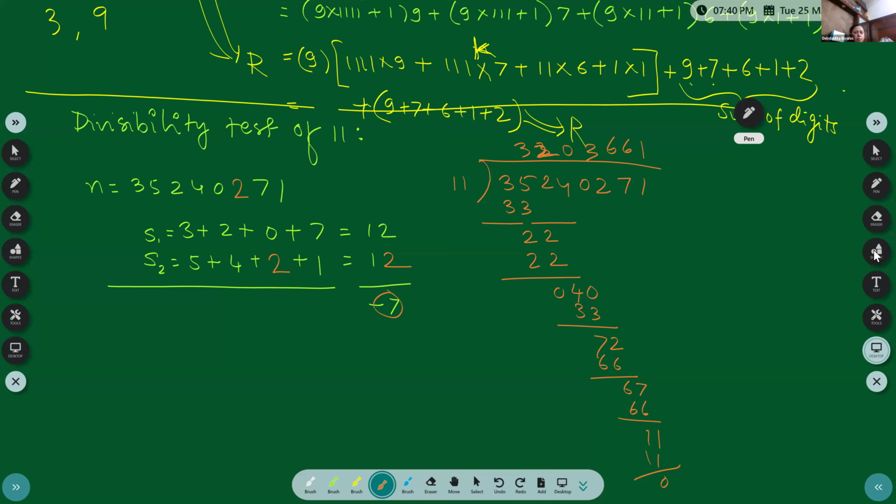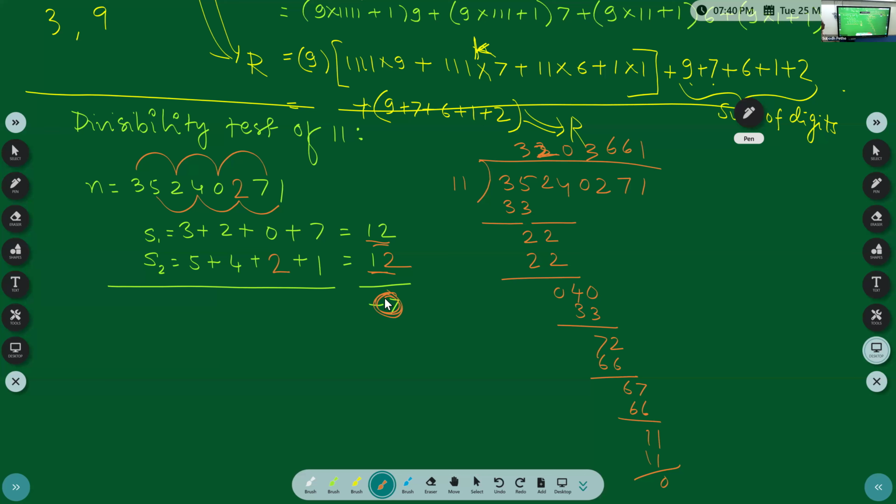Sir, kindly can you please repeat the condition again? Yes. If you add these digits, 3 plus 2 plus 0 plus 7, you get 12. Then add these digits, 5 plus 4 plus 2 plus 1, you get the sum 12, and therefore the difference is 0. When we subtract, the difference is 0. Therefore, we say that the given number is divisible by 11, and we cross-checked, it is divisible by 11.